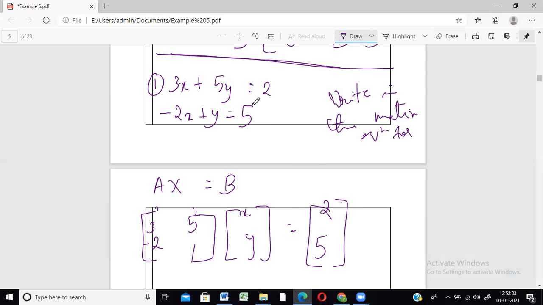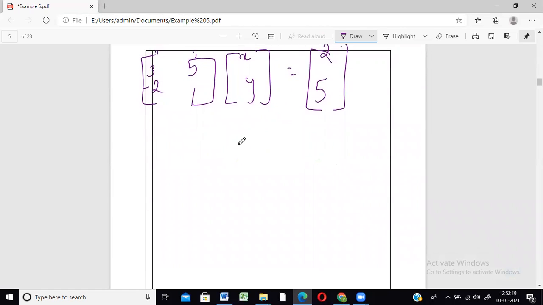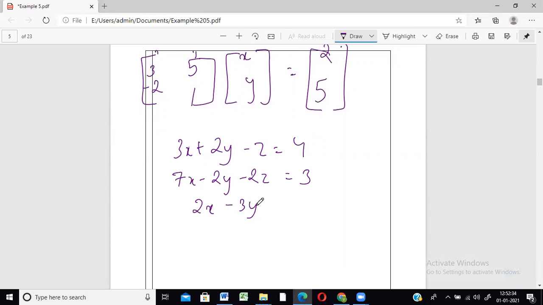The next one after this: this was an example of two equations, two unknowns. Even if they give you three equations, three unknowns, you should also be able to find it, because it is exactly similar. Ax is equal to b will come, and for example, if you have something like this: 3x plus 2y minus z is equal to 4, 7x minus 2y minus 2z is equal to 3, 2x minus 3y plus 5z is equal to 4.